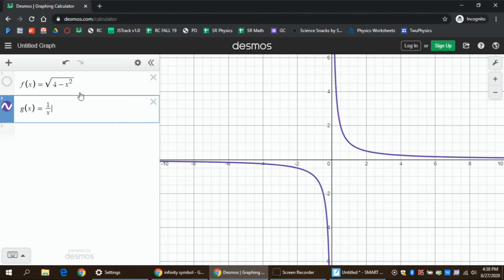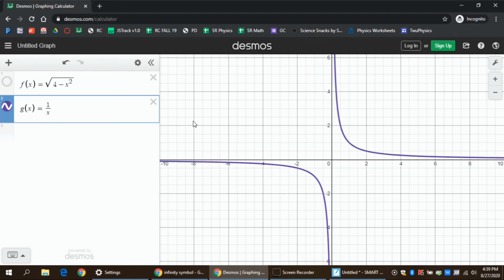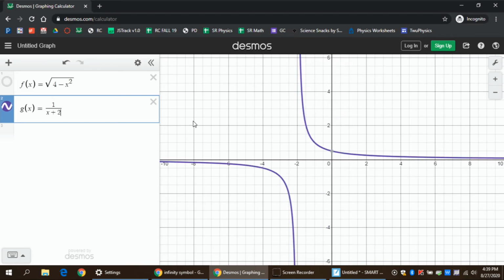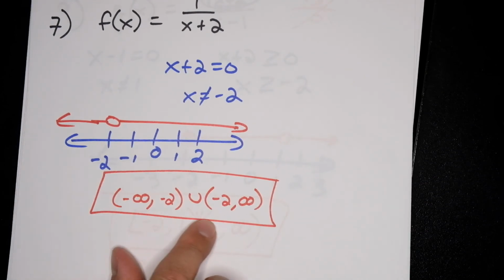Number 7, we had an x plus 2 in the bottom. And we called it the f of x. It doesn't really matter. I'm going to leave it g of x because we've already defined f of x up here. Notice x plus 2, all it did to the graph was shift it to the left 2. That's just a transformation. And now negative 2 is where that vertical asymptote is. And look at what we got for our domain here. It includes everything but negative 2.